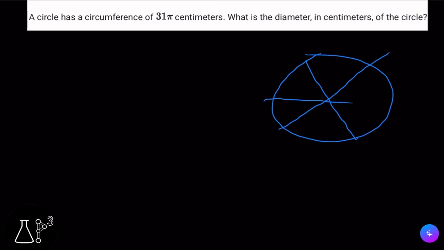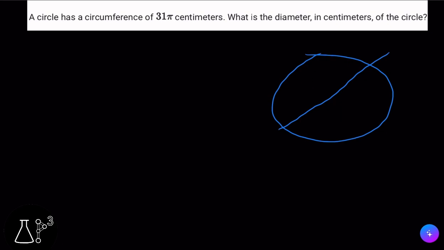So I'm going to draw a circle really quickly over here. A diameter is just a line that crosses the circle. So it could be a line that goes like this, goes like this, that goes like this. You get the point, basically. If it crosses the middle, it is a diameter. So a line like that.